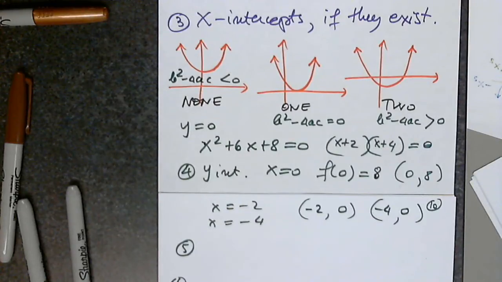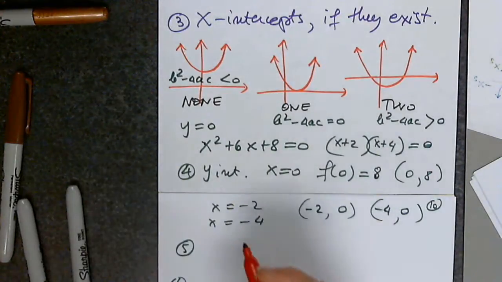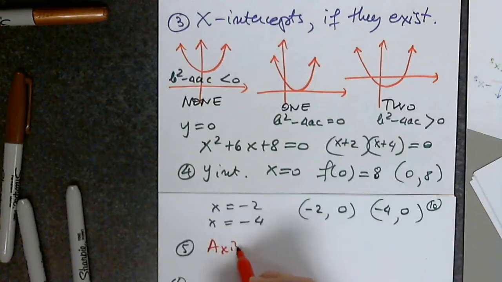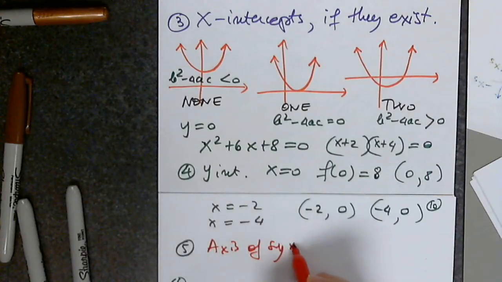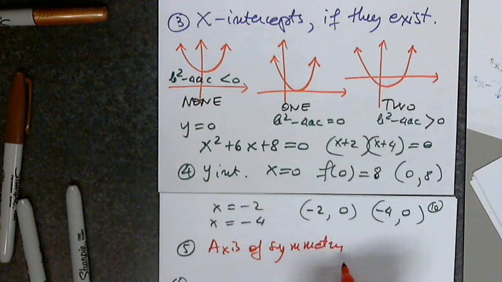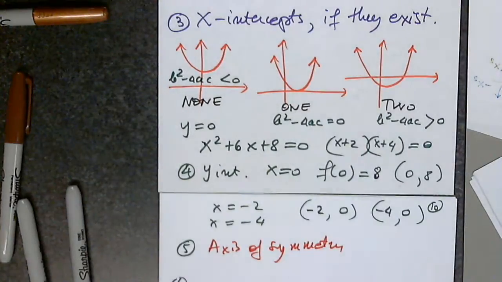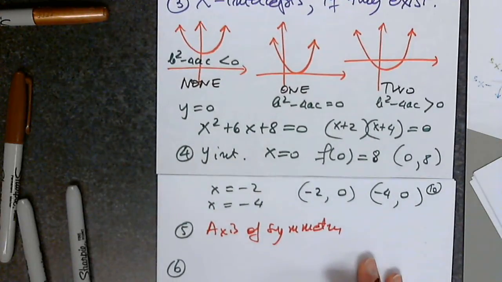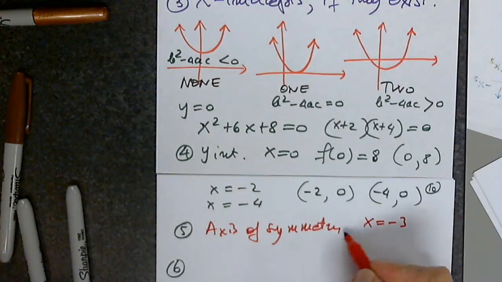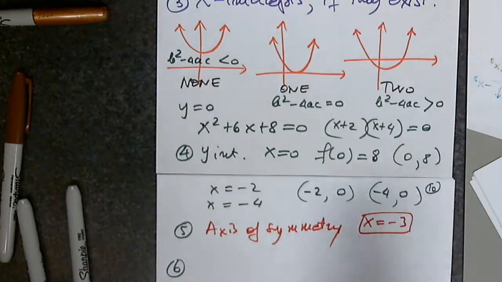What is the axis of symmetry of this quadratic function? Axis of symmetry. Remember, it's the vertical line passing through -3, -1. What will that be? So it's x. Yes, x equals -3 is the axis of symmetry.